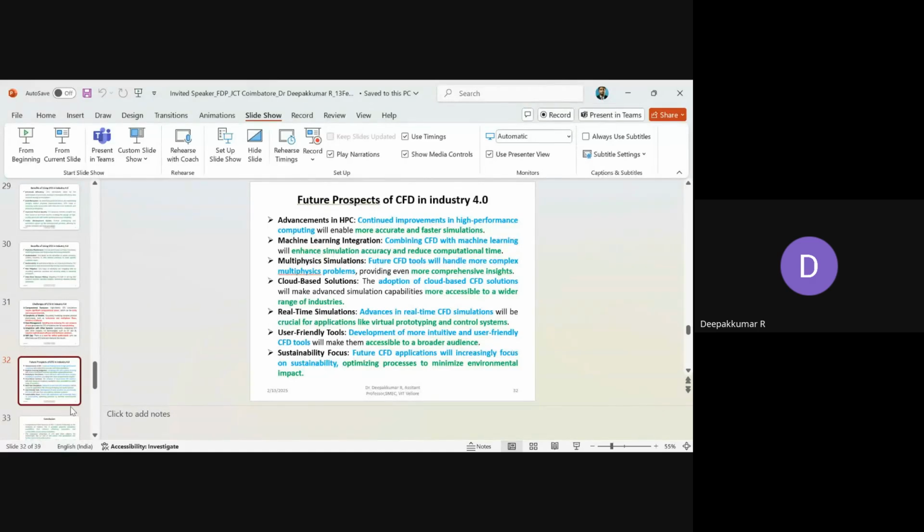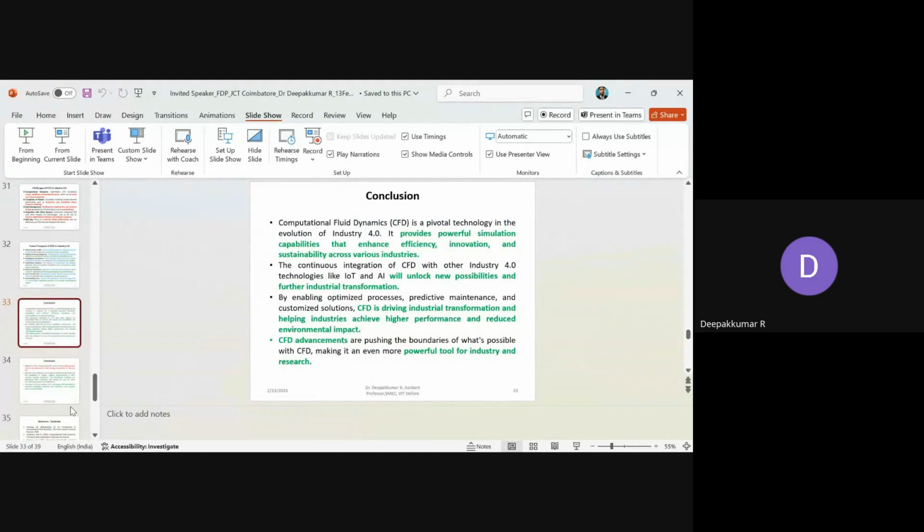Cloud-based solutions: the adoption of cloud-based CFD solutions will make advanced simulation capabilities more accessible to a wider range of industries. Real-time simulations: advances in real-time CFD simulation will be crucial for applications like virtual prototyping and control systems. User-friendly tools: development of more intuitive and user-friendly CFD tools will make them accessible to a broader audience. Sustainability focus: future CFD applications will increasingly focus on sustainability, optimizing processes to minimize environmental impact.